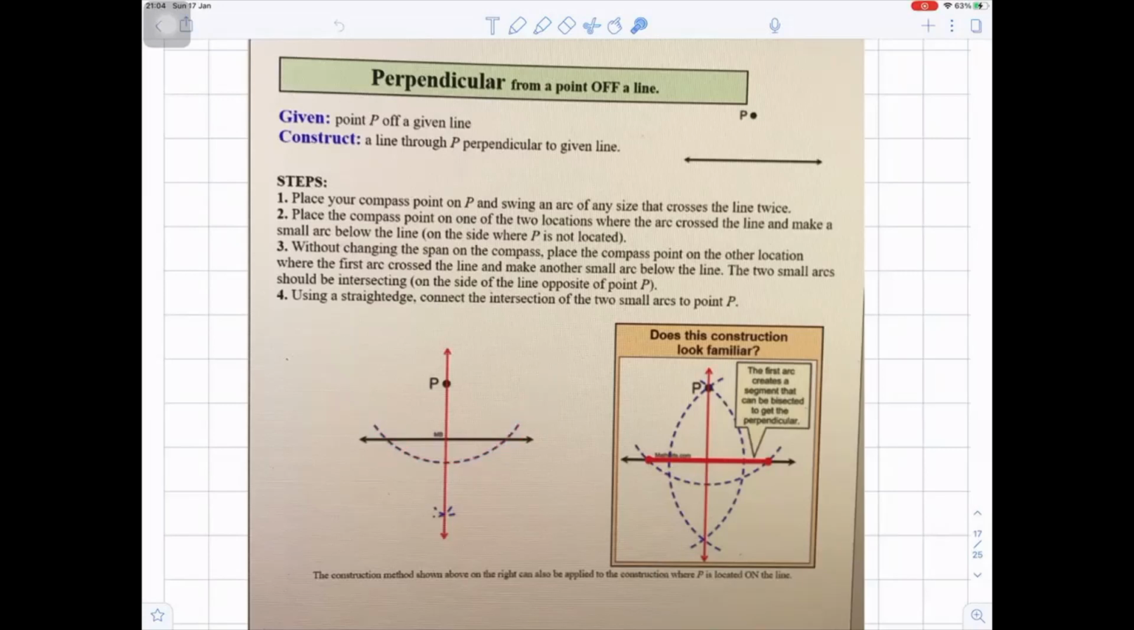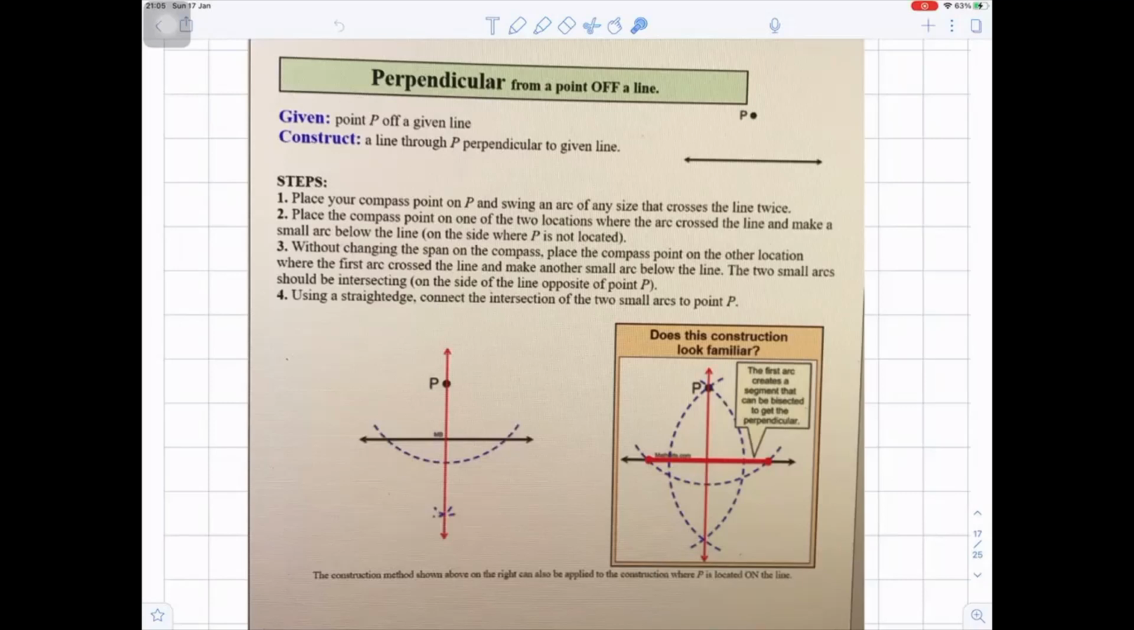Step number 2. Place the compass point on one of the 2 locations, like this one or this one, where the arc crosses the line, and make a small arc below the line on the other side where P is not located. You put the compass there and you make an arc down on this side. For step number 3, without changing the span on the compass, place the compass point on the other location where the first arc crosses the line and make another small arc. So you put it there and you make the next arc.